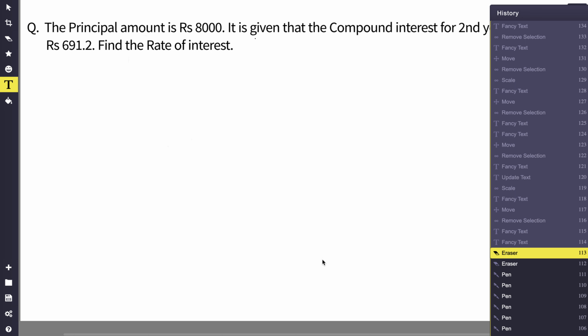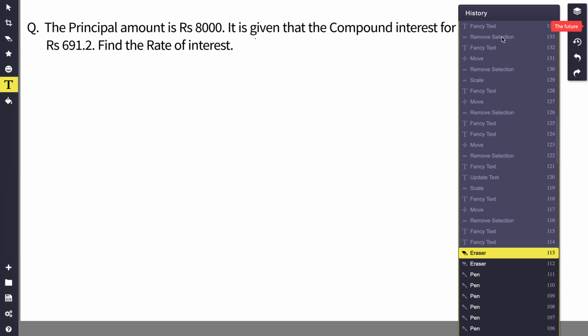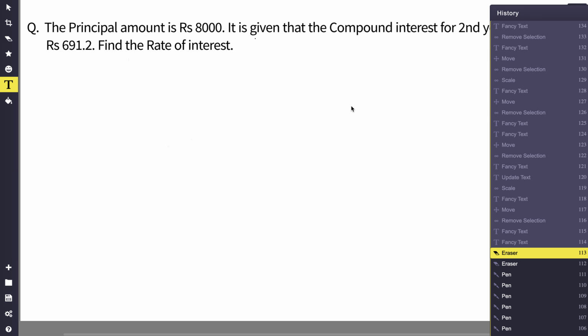The question for today is that the principal amount is given to be rupees 8,000 and it is given that the compound interest for the second year is rupees 691.2, and we need to find the rate of interest. So I want you to pause this video right now for at least 10 to 15 minutes and try to solve this out.